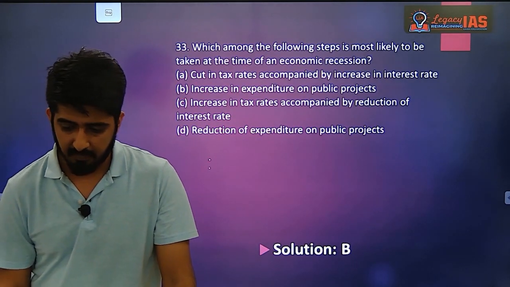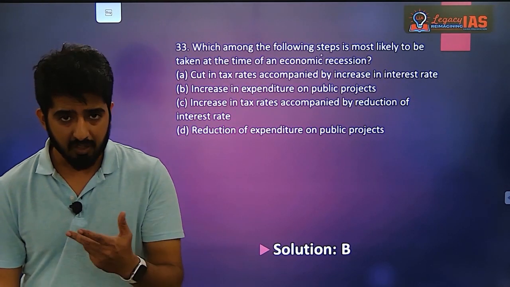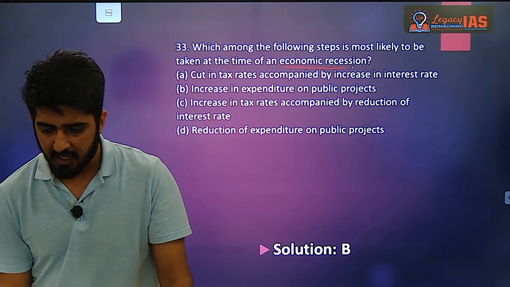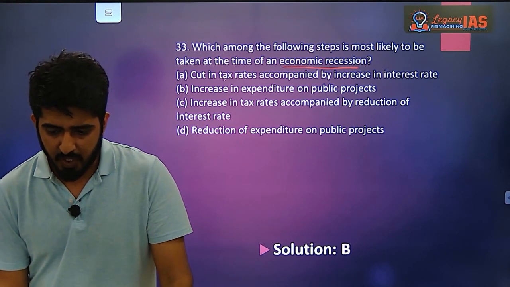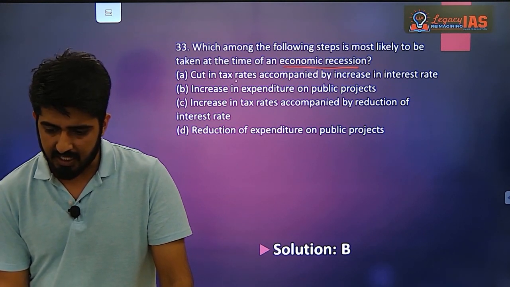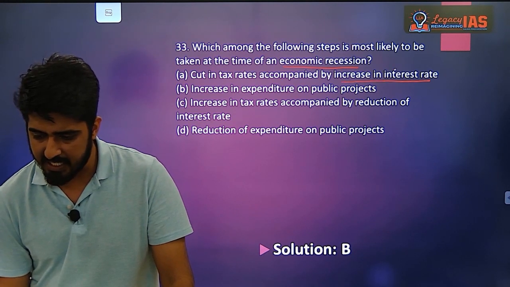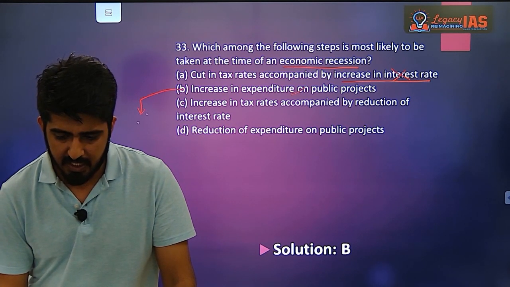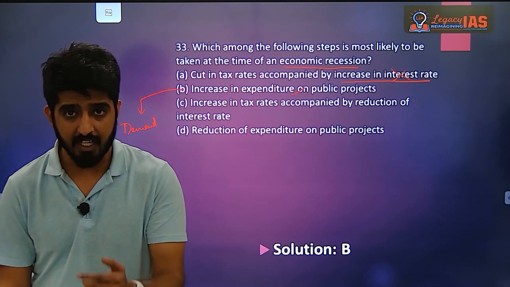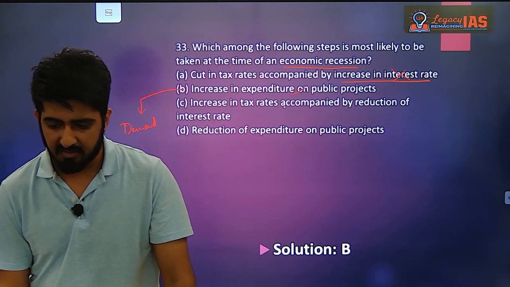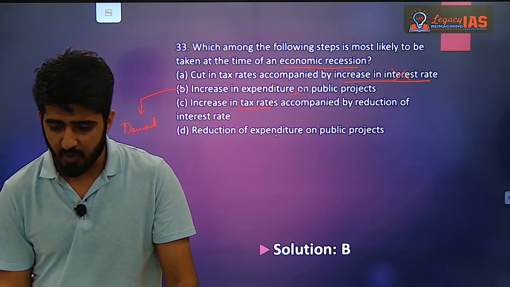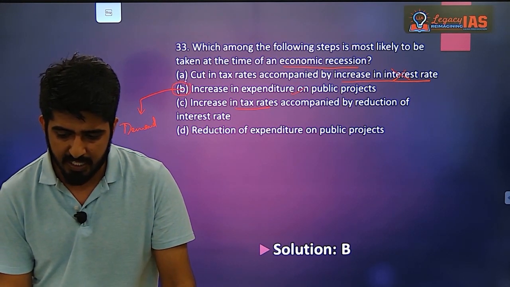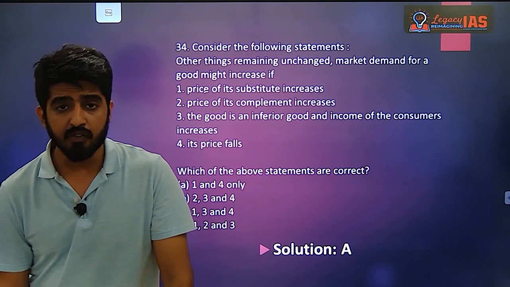No problem there. The next question is again concept based. What step is most likely to be taken in the time of economic recession? So during these times, you cannot actually cut the tax rates accompanied by increase in interest rates. See, increasing the interest rates is not a solution there. And increase in expenditure on public assets, yes, it can boost the demand. That is why this is a possibility, and we'll keep it on the side. Increase in tax rate, again, it is going to hurt people. Reduction of expenditure on public projects, again, it is not going to lead to increased demand. The only obvious solution is B. So solution is B.